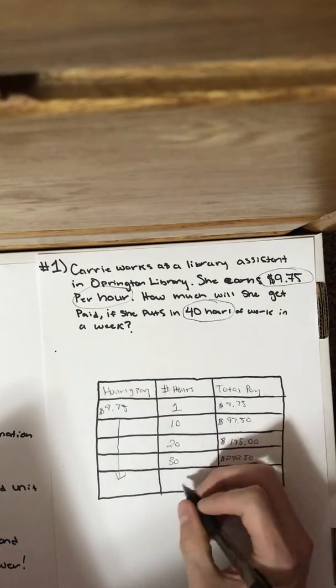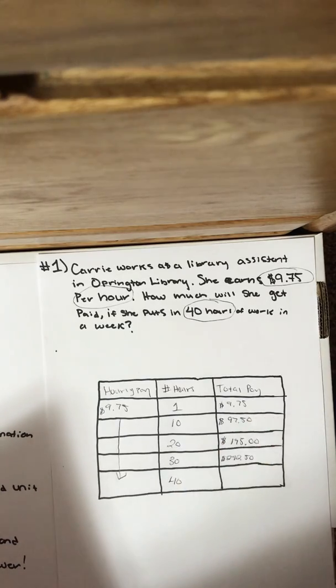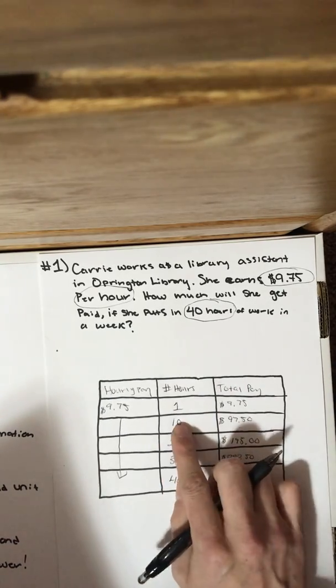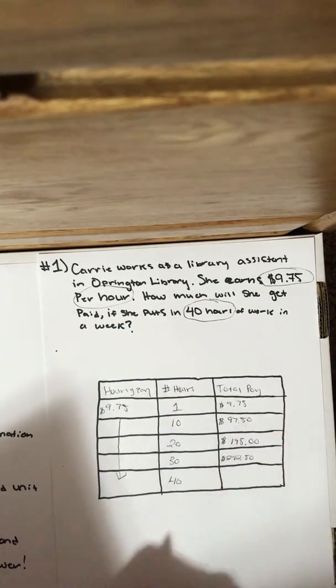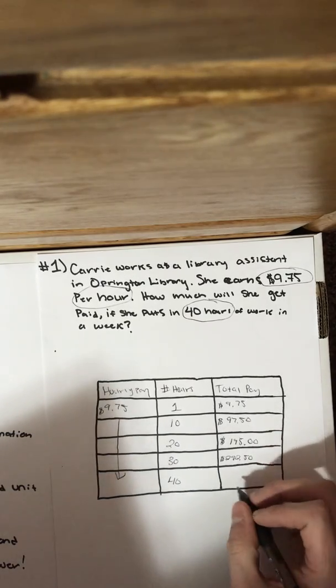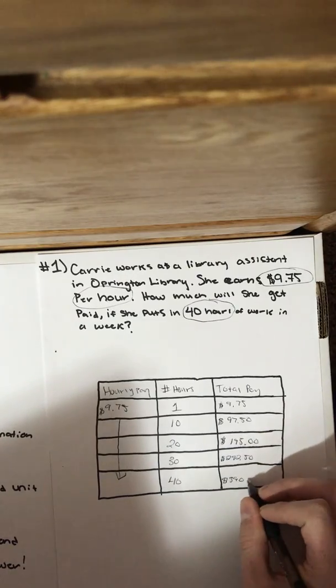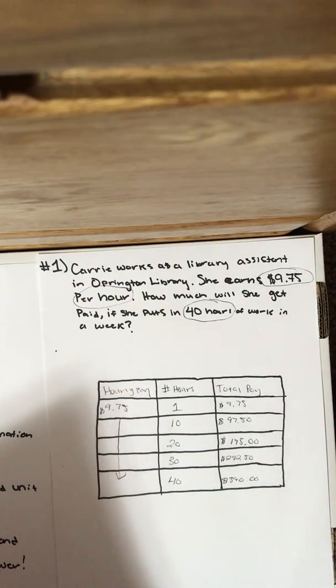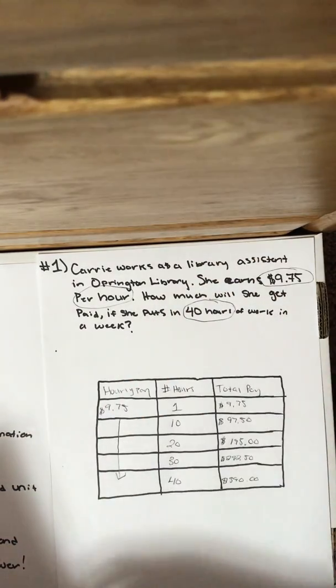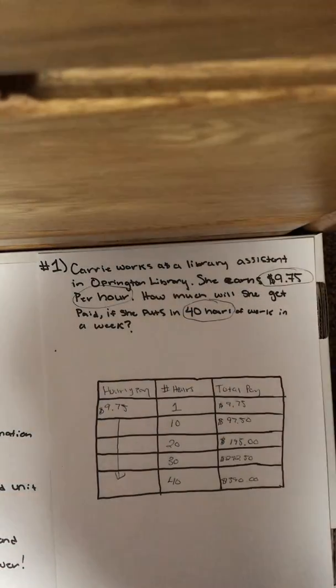And lastly, we'll do the 40 hours. And we know that is the 10 hours times 4 to get 40 hours. So that is $390. So now we have our chart completed and filled out here.